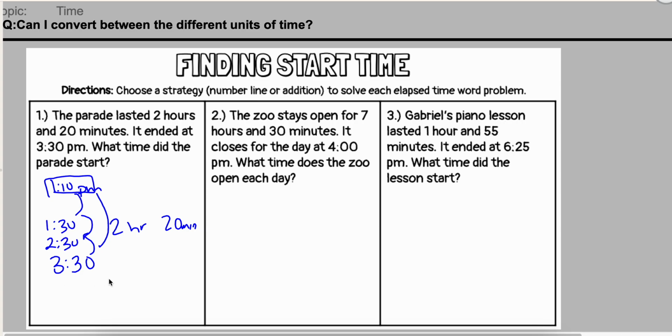Some kids can just subtract this and get the right answer right away. What I'd like you to do is pause the video and try the next two problems for me and see if you match my answer when you're done. All right, for this question, if it closes at 4 and it opens for 7 hours and 30 minutes, it would have opened at 8:30 a.m. And for Gabriel's piano lesson, he would have started at 4:30 p.m.